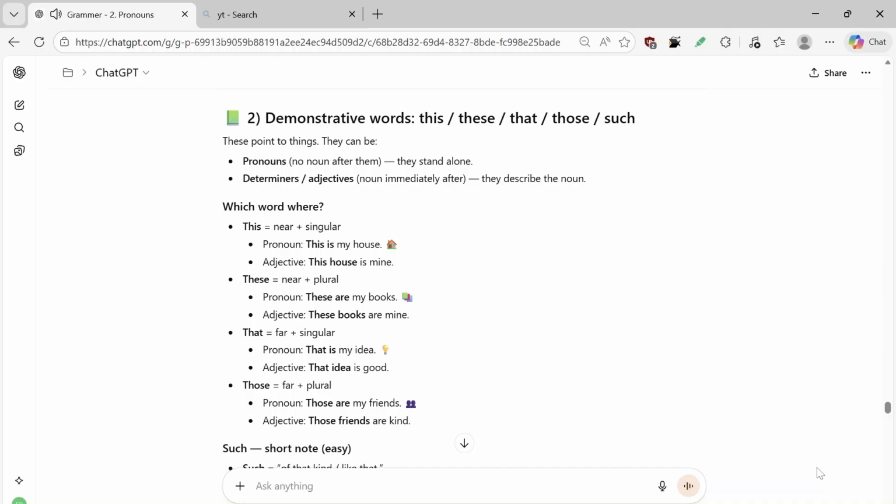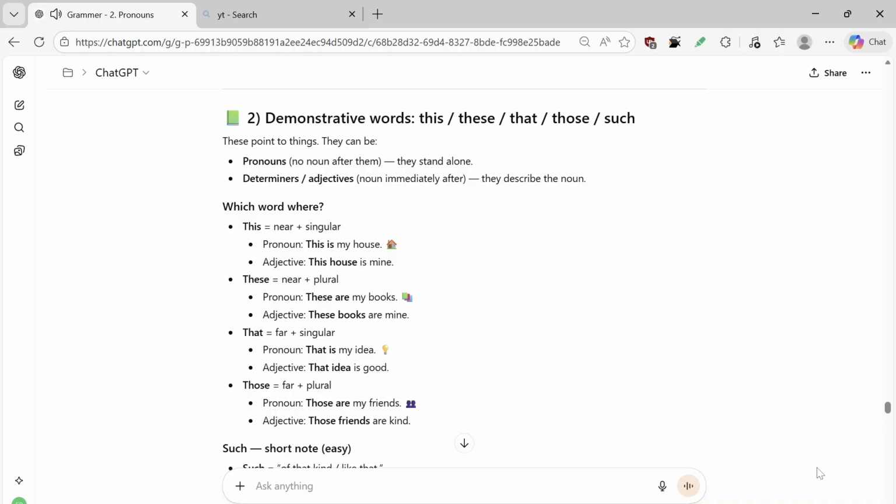These equals near plus plural. These are my books. Adjective: these books are mine. That equals far and singular. Pronoun: that is my idea. Adjective: that idea is good. Those equals far plus plural. Those are my friends. Adjective: those friends are kind.